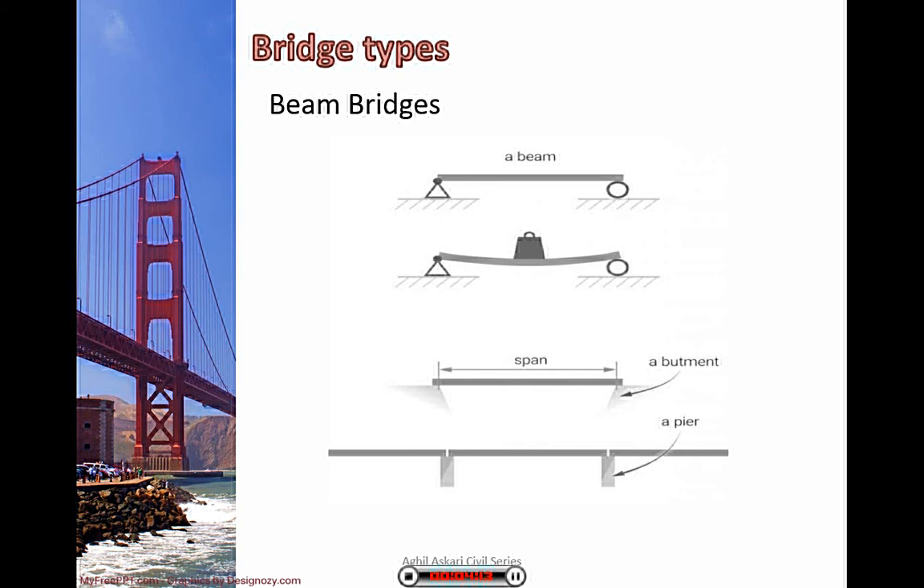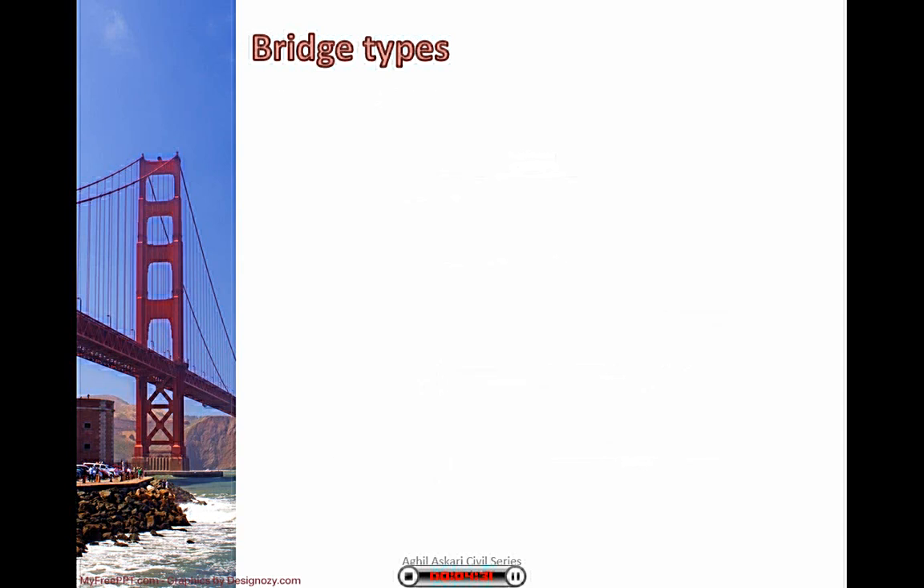This type of bridge can be composed of different components such as beam, slabs, columns, supports, and so on. We will deal with this issue in more detail in the future. You can see some examples here.